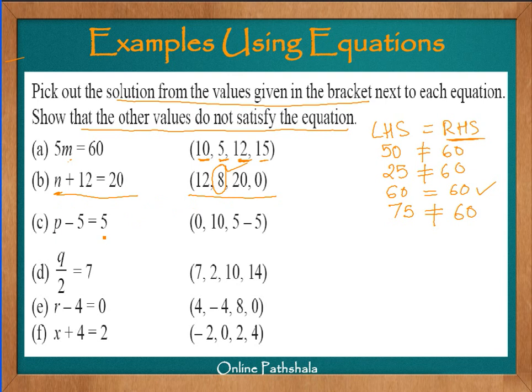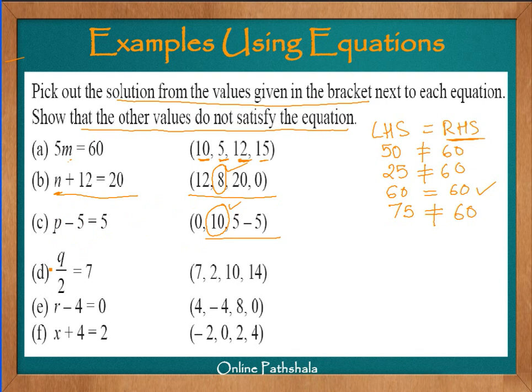Let's do the third one mentally. So we have p minus 5 equals 5. Now what number when 5 is subtracted from it gives us 5? If you do a mental calculation, it is straightforward, 10. 10 minus 5 equals 5. And when you look here, there is just one value, 10. So 10 is the value of the equation. 10 is the solution of this equation.